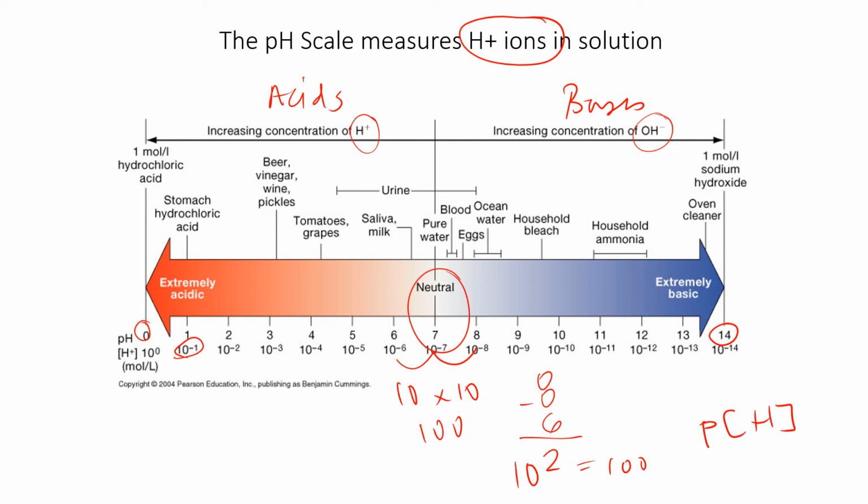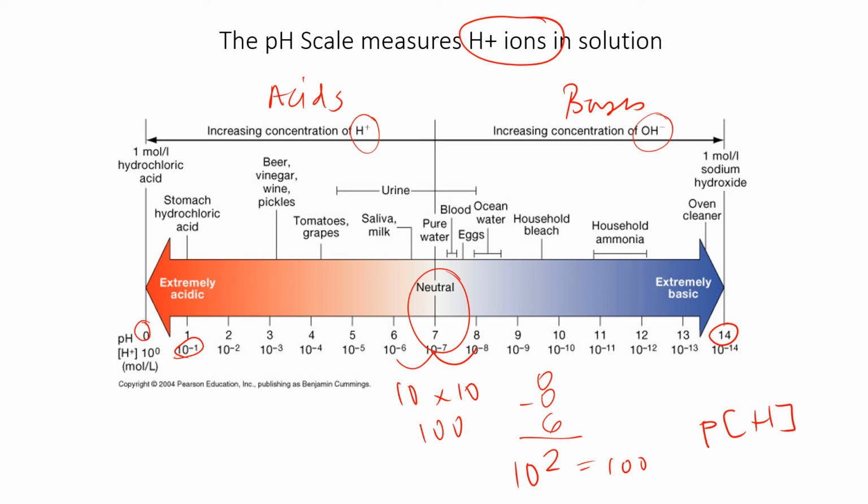So let's go back to our example. A pH of 6 releases 100 times more hydrogen ions than 8, or you could simply say 8 releases 100 times less hydrogens than 6, or you could say that 8 releases 100 times more hydroxyl ions than 6.